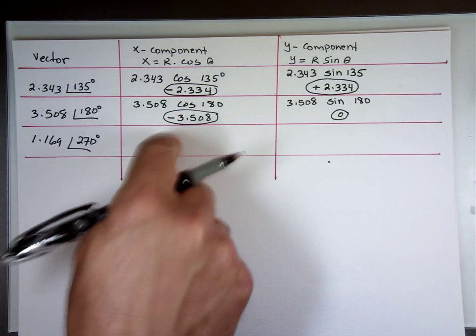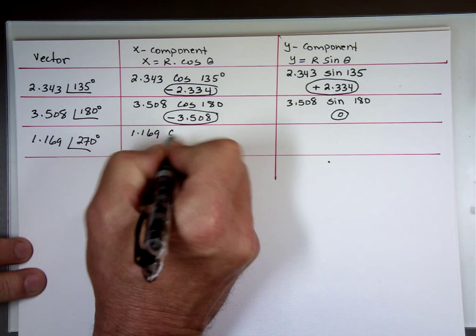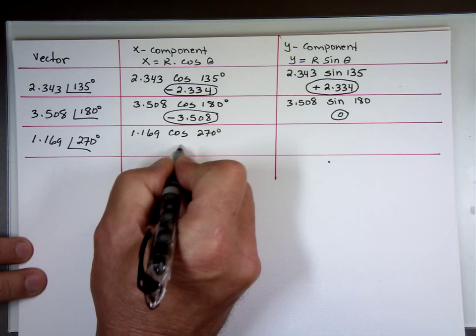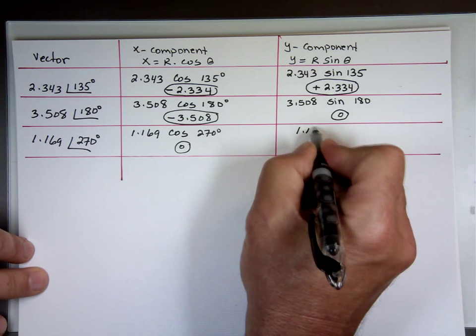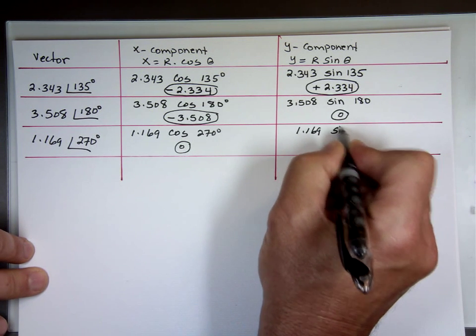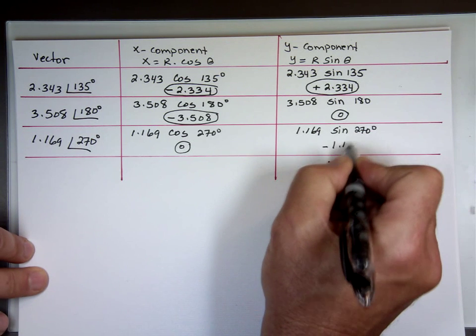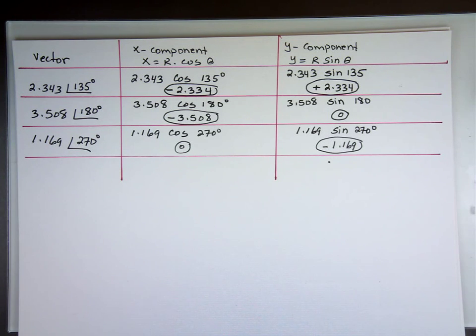The x component for this, 1.169 cosine 270 degrees. Answer is 0. And this 1.169 sine 270, and the answer is negative 1.169. So we took each vector, broke it down to x and y components.